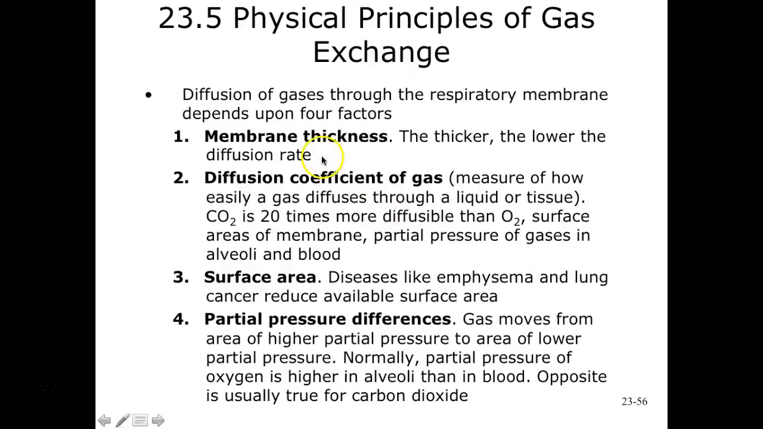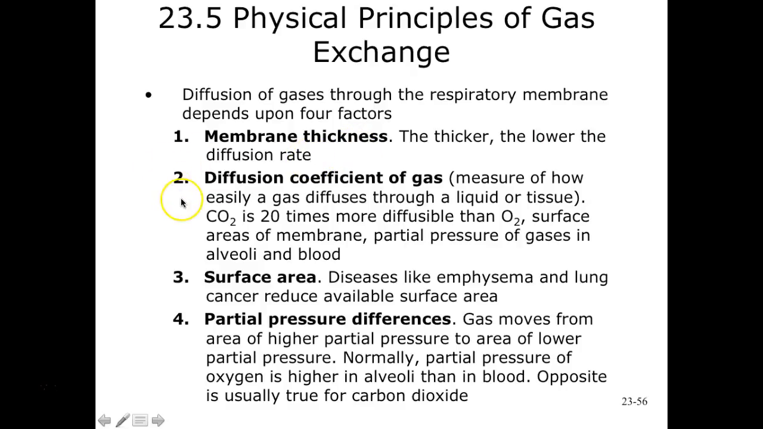So if we have a very thick respiratory membrane, we're going to have a lower amount of diffusion taking place there. Increased respiratory membrane thickness is going to be an accumulation of fluid in the alveoli, and this is pulmonary edema. So in that case, that's what's causing the membrane thickness to be larger, so we're getting a decrease in the diffusion rate.